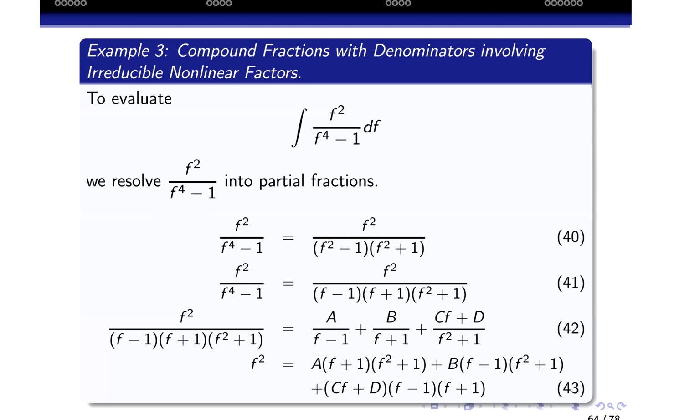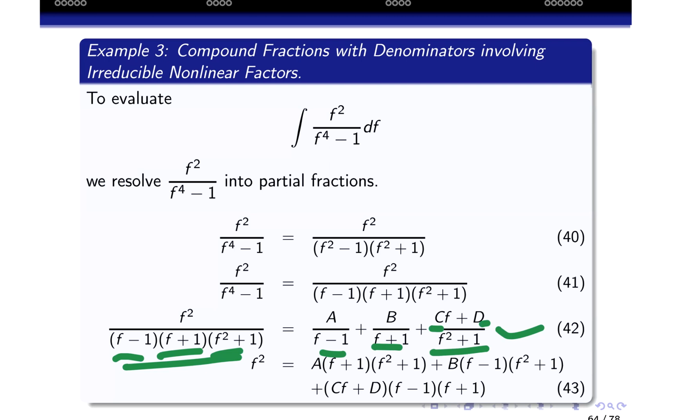This breakdown is extremely important, like I've been saying, so you need to know how to approach it. This is linear, so you can just put a over f minus 1. This is also linear, so you have b over f plus 1. But this is quadratic, power 2, so whatever you have at the top should have power 1. Instead of just putting c over f squared plus 1, that won't work. Because this is quadratic, you have to say cf plus d. If it was x squared plus 1, this would be cx plus d.